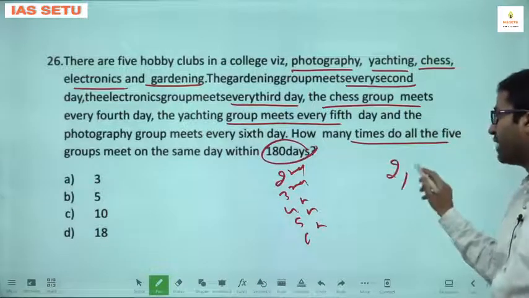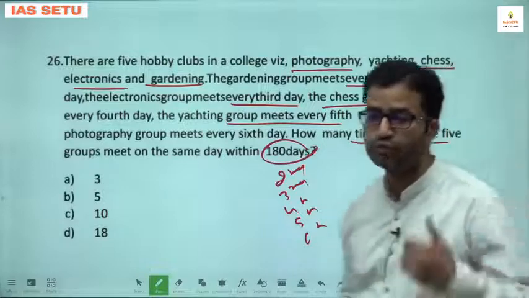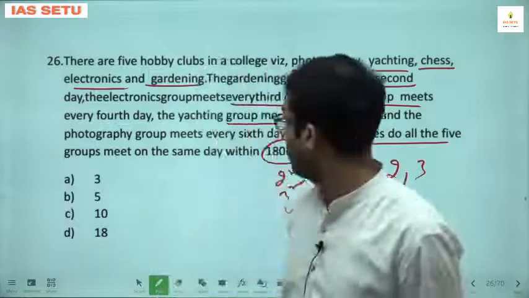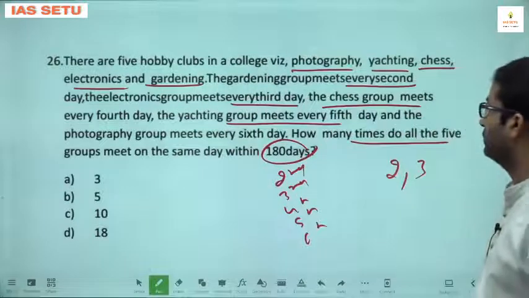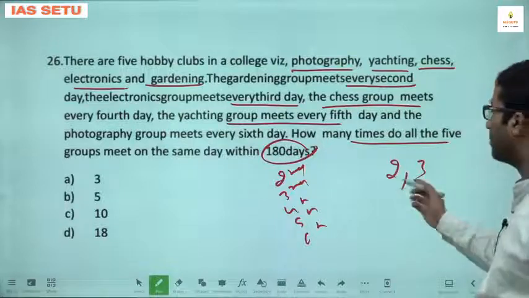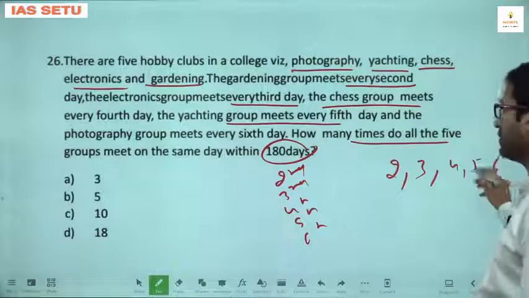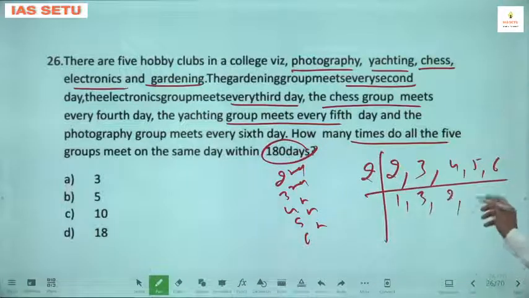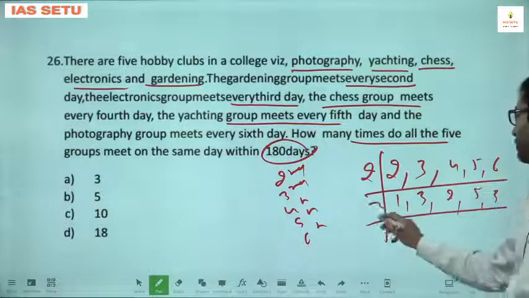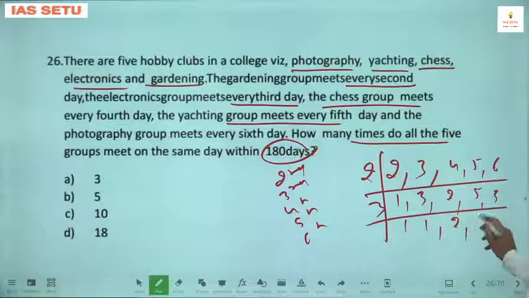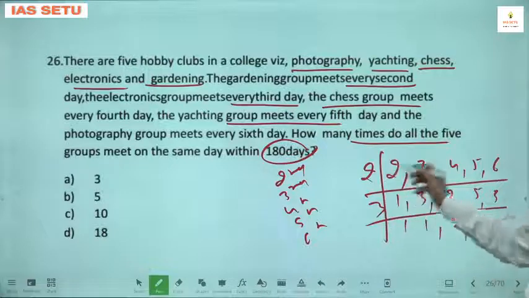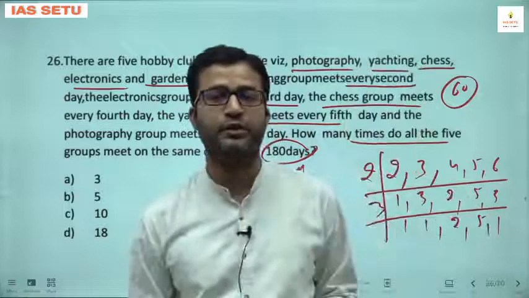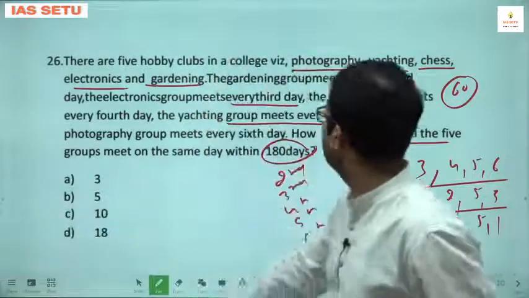So we have to find LCM. Every second day means 2, 4, 6, multiples of 2 they are meeting. Every third day, sixth day, like this. So we have to take LCM of 2, 3, 4, 5, 6. We take 2 common, 1, 3, 2, 5, 3. We take 3 common, 1, 1, 2, 5, 1, 10, 30, 60. Every 60 days, all 5 groups will meet together. All the 5 groups will be there in that college.